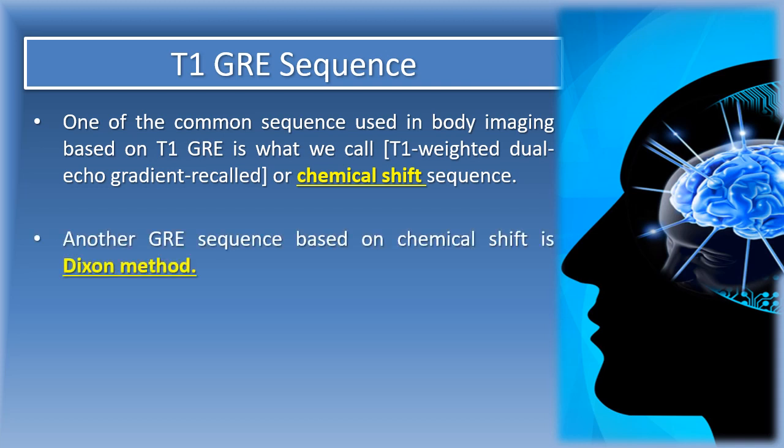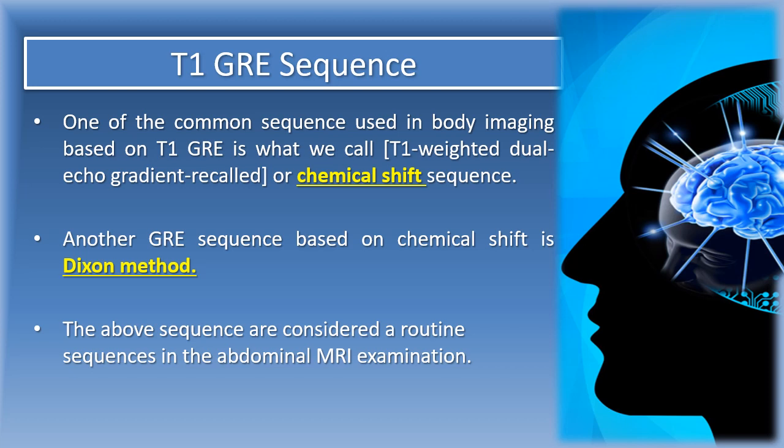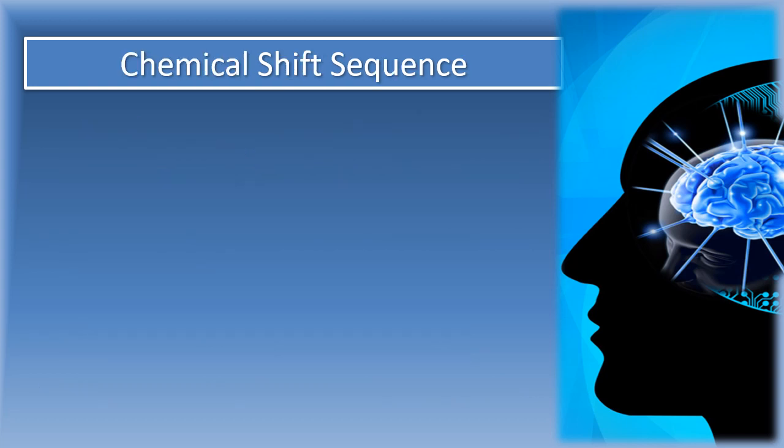Another sequence belonging to this group is what we call the Dixon method. It's also a T1 gradient sequence. Both sequences are important, especially in routine body imaging. Why? Because they have the ability to detect fat and quantify its amount. So these are routine sequences in body imaging. So let us discuss the chemical shift sequence.